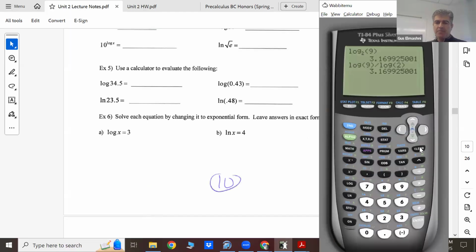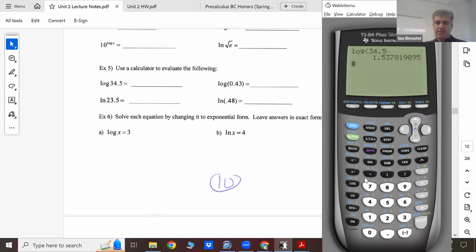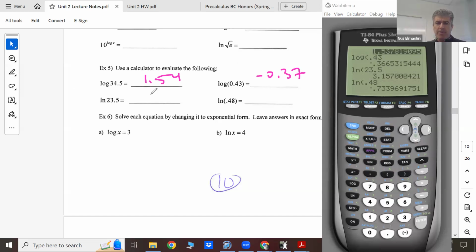Log 34.5. You don't have to close parentheses. Log 0.43. Natural log of 23.5. Natural log of 0.48. So 1.54. We'll go 2 decimal places. Negative 0.37. 3.16. Negative 0.73.